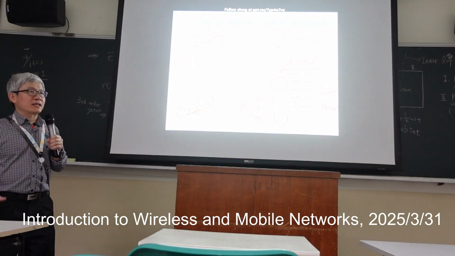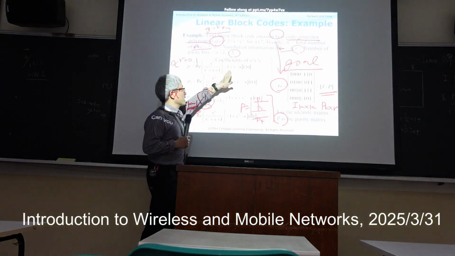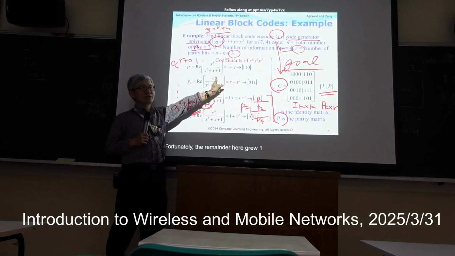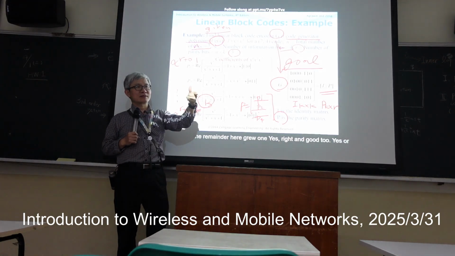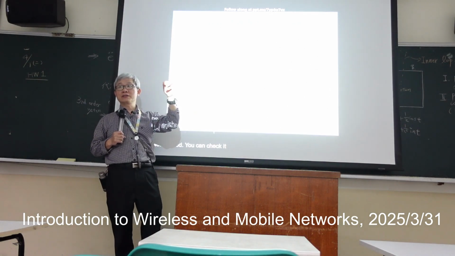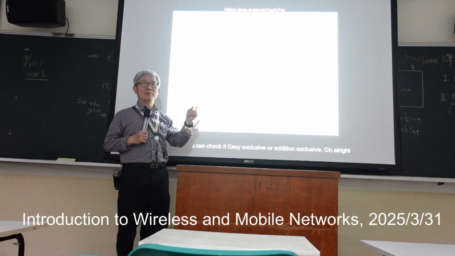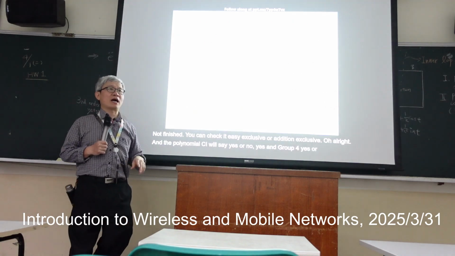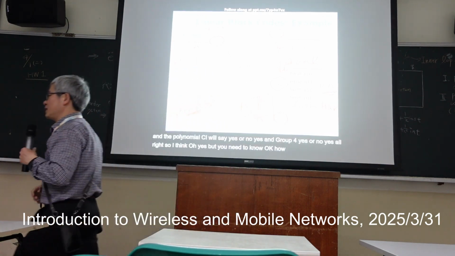So first of all, can you make sure the polynomial method here, group 1, yes, right? And group 2, yes or no? Not finished? You can check it using exclusive or addition. Exclusive or, right? And the polynomial 3 by group 3, yes or no, yes. And group 4, yes or no, yes. Alright, but you need to know, okay, how you have the addition here.